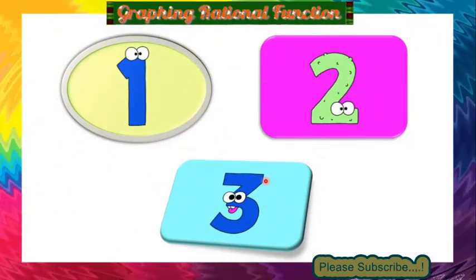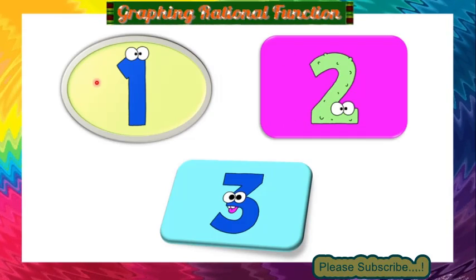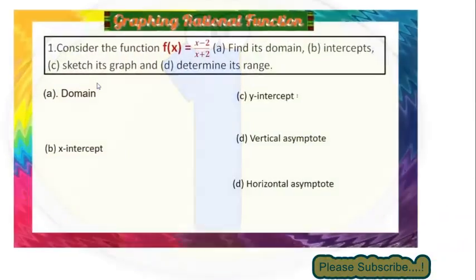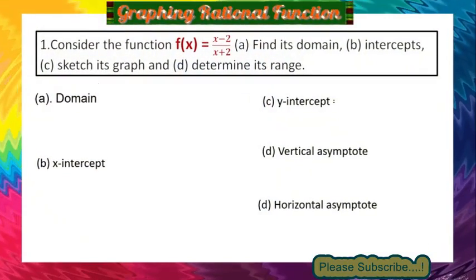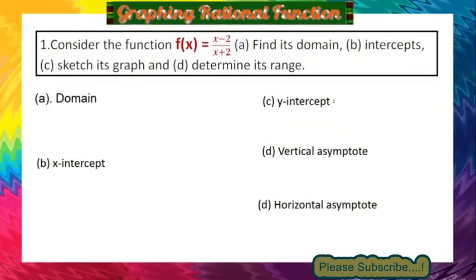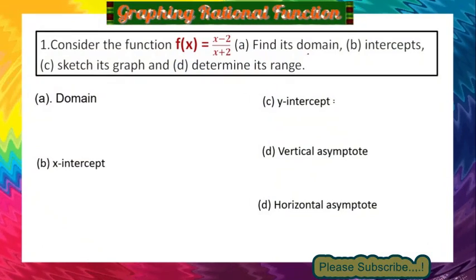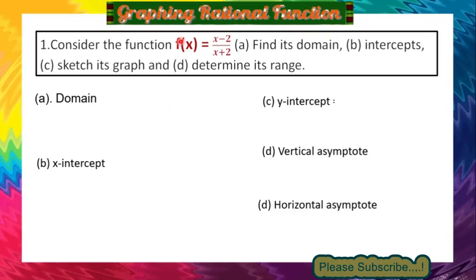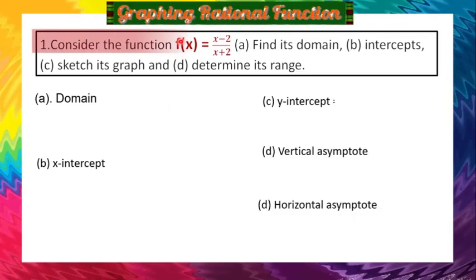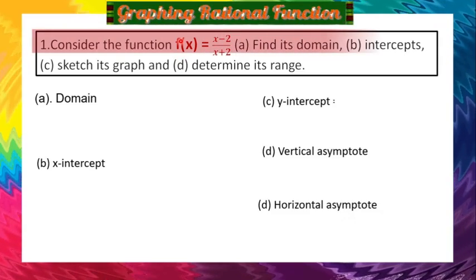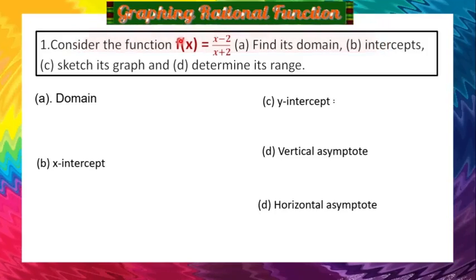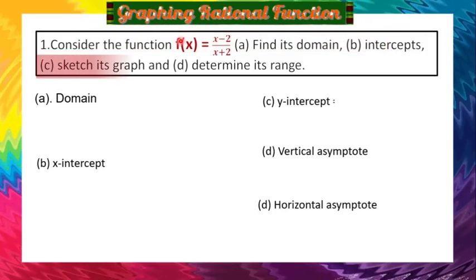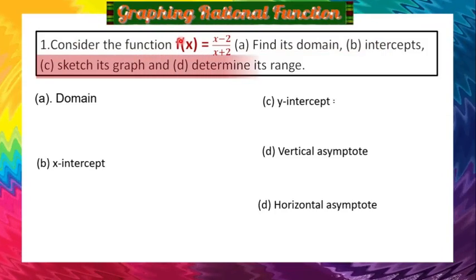Let us solve the first problem, or example. Consider the function f of x equals x minus 2 over x plus 2. Find its domain and intercepts. Then sketch its graph and determine its range.